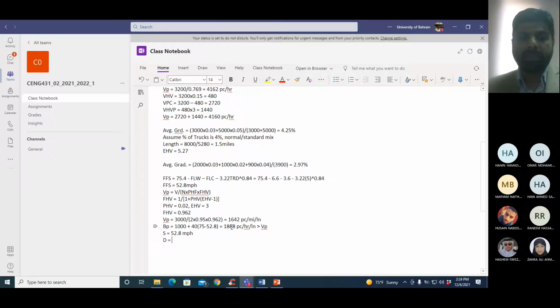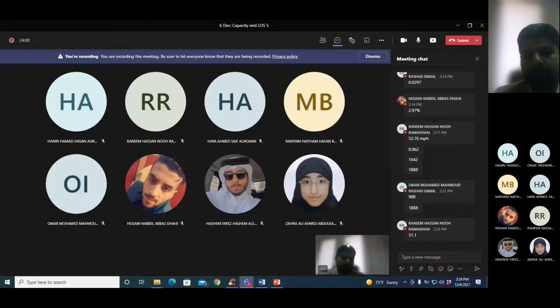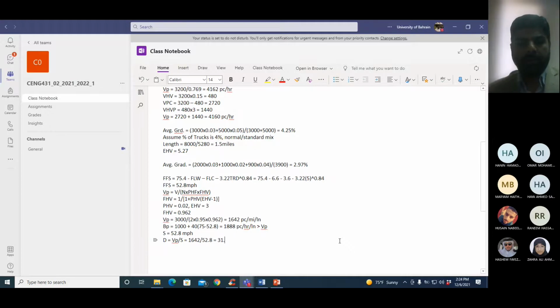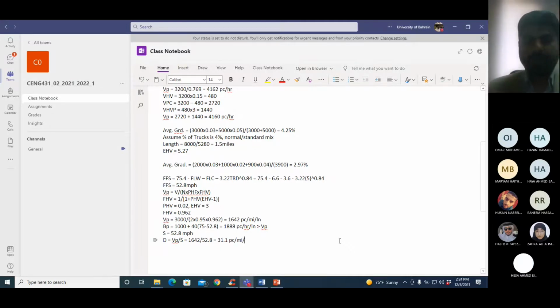Then density equals VP upon S. So that is 1642 divided by 52.8. How much is this? $31.1. And the units will be passenger cars per mile per lane.